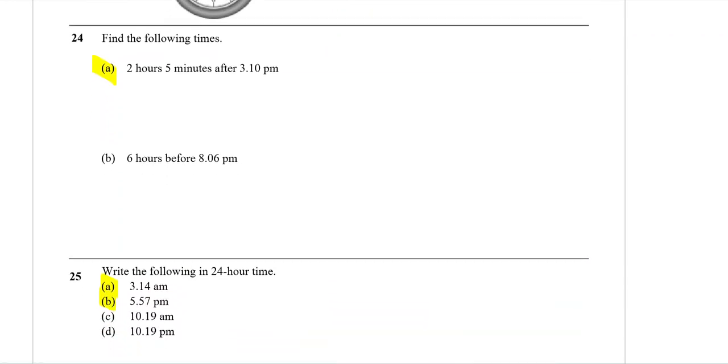Question 24, find the following times. I want 2 hours and 5 minutes after 3:10 p.m. Again, you could use your bubble button for this. I'll show you that in a second. But if I just want to add 2 hours onto the 3 hours here, it's going to be 5, and add the 5 minutes onto the 10, so it's 5:15 p.m.